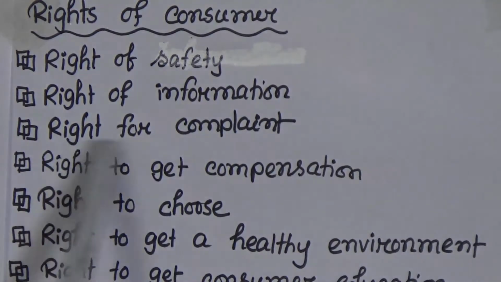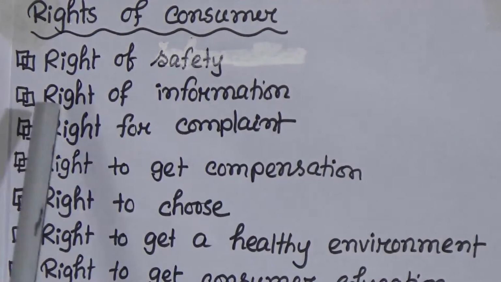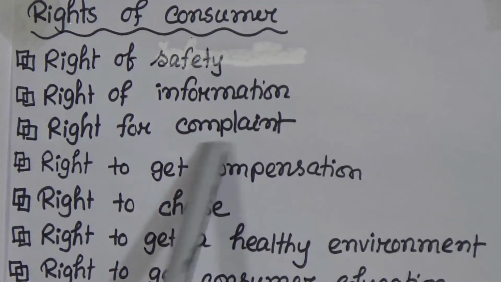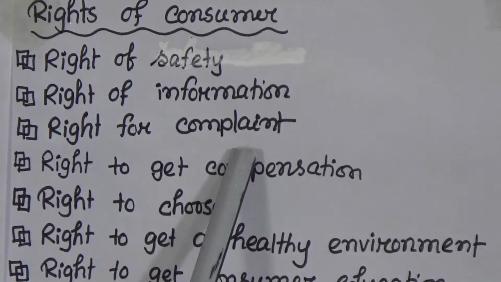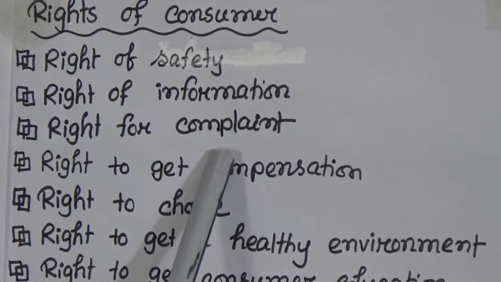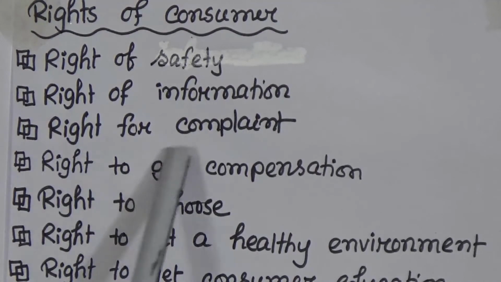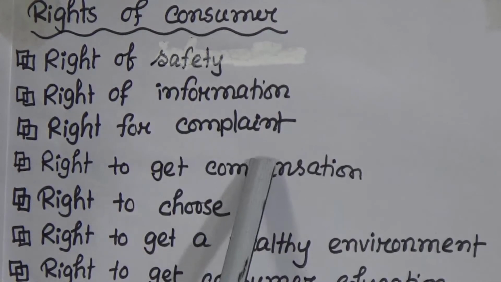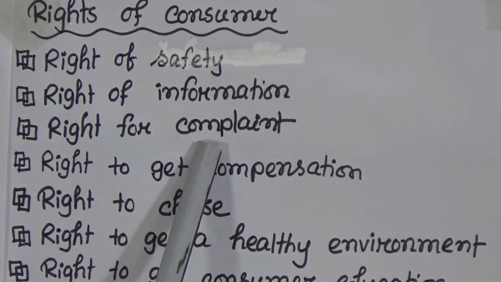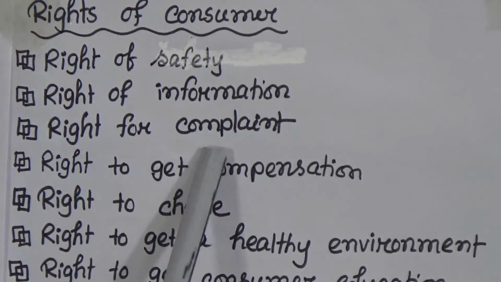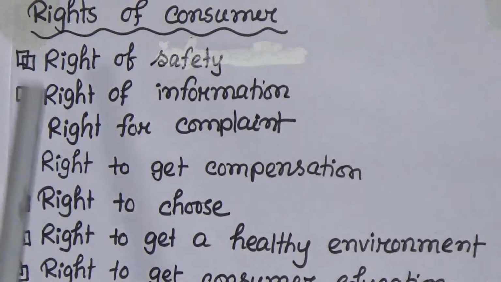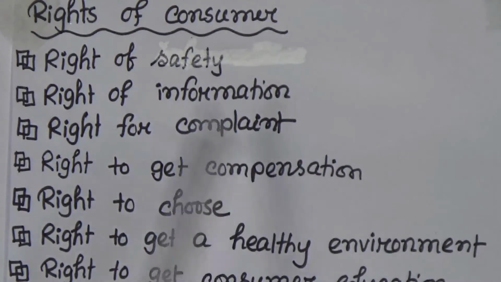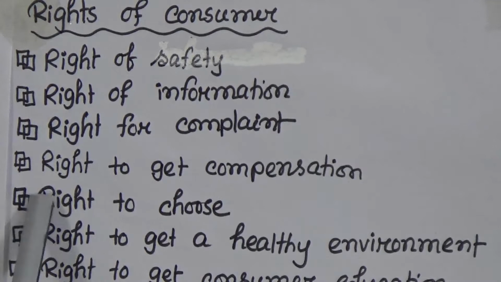Now the next one is the right to complain. If the product is not proper, if the product has any fault or defect, then the consumer must have the right to complain against that product to the seller or the producer. So that the producer or the seller can be aware of that product. So this is the right to complain of the consumer.